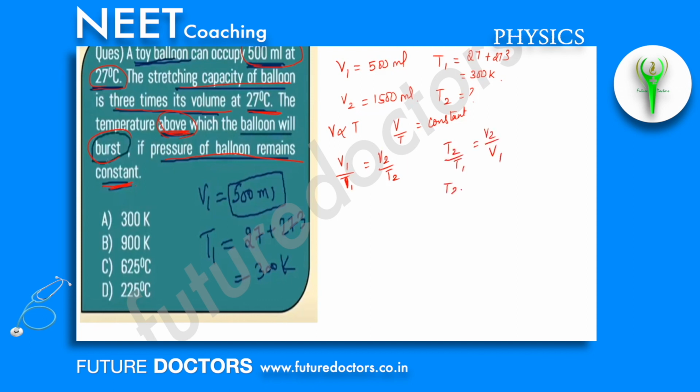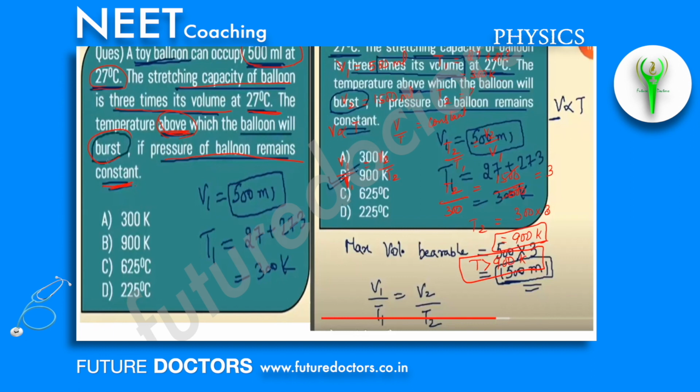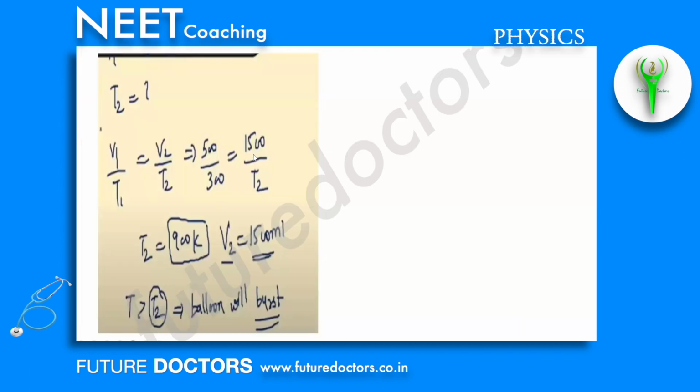We have to find T2. T1 is 300, V2 is 1500, V1 is 500, so it is 3 times. So T2 will be 300 into 3. So the answer is 900 Kelvin. If the temperature is greater than 900 Kelvin, the balloon will burst. We can write it in any way, T2 by T1 or V1 by T1. So 500 by 300 equals 1500 by T2. The answer is 900 Kelvin. When the temperature is greater than 900, the balloon will burst.